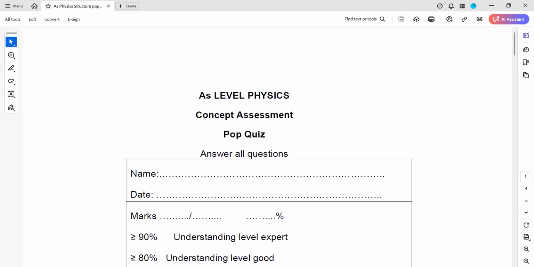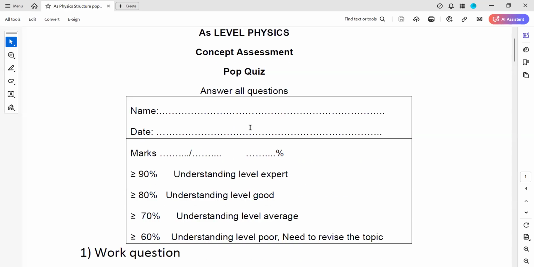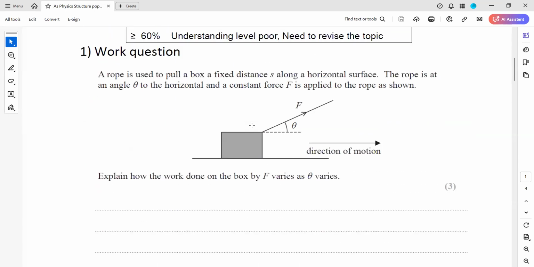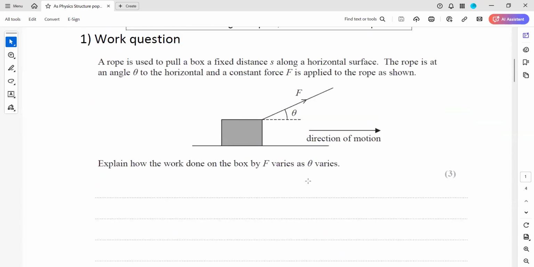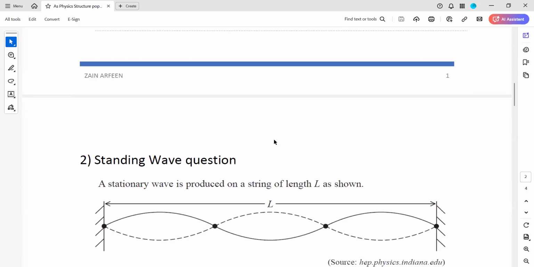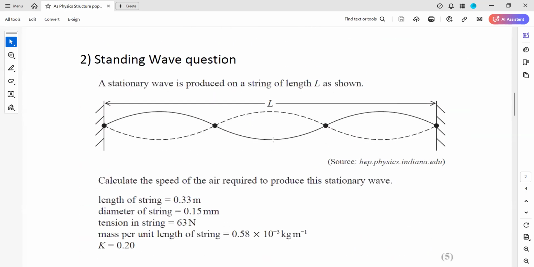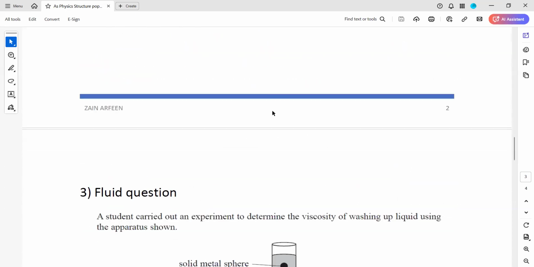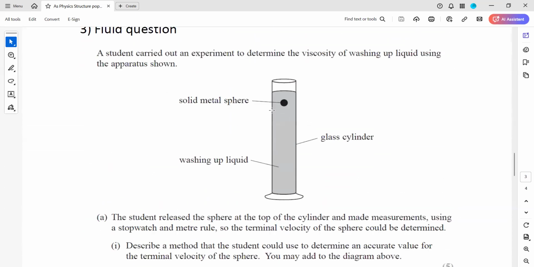So this was structure pop quiz 13. You can mention your doubts. Question number 1, any doubt? The question was related to work, energy, and power. Work done. Any doubt in question 1? Question 2, any doubt? No doubt. Question 2. Okay. Question 3, any doubt?